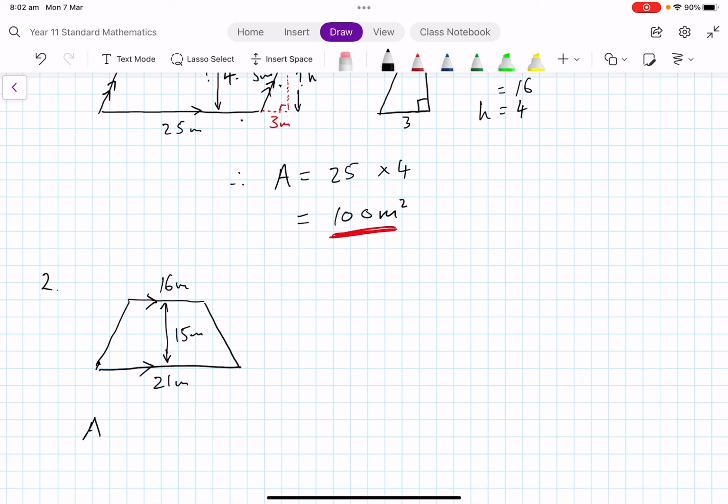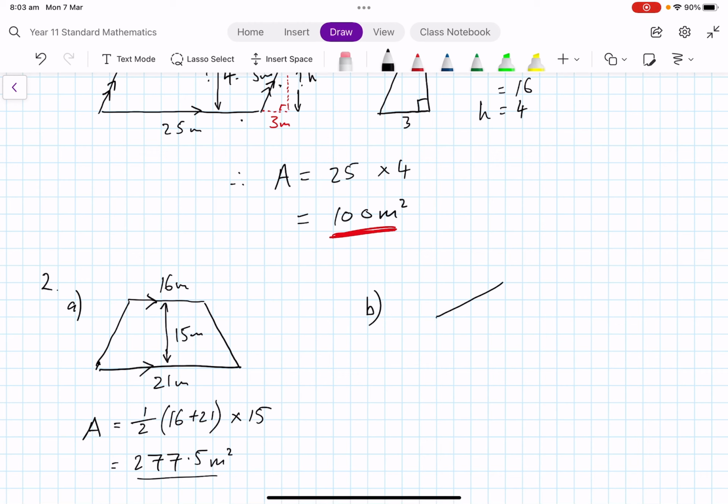Well, that is very simple. I'm going to call this area A. A is equal to half times the sum of the sides, which is 16 plus 21, times the height, which is 15. So we've got 16 plus 21 divided by 2 times 15, and 277.5 square meters. Again, being careful to do that. That's exact.